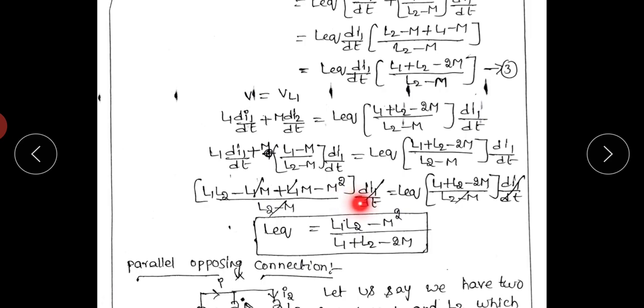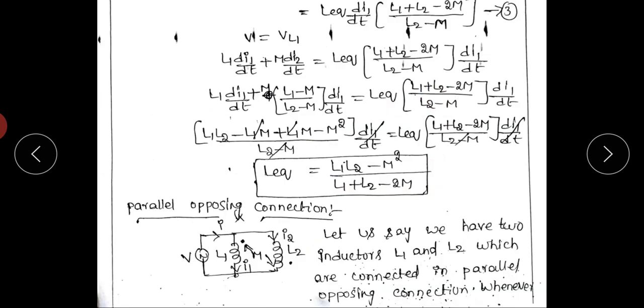So on both sides, di1 by dt, di1 by dt, L2 minus M cancel. Here, minus L1 into M plus L1 into M is 0. So finally, L equivalent equals L1 into L2 minus M square by L1 plus L2 minus 2M. Okay, this is the equivalent inductance of the parallel aiding connection.